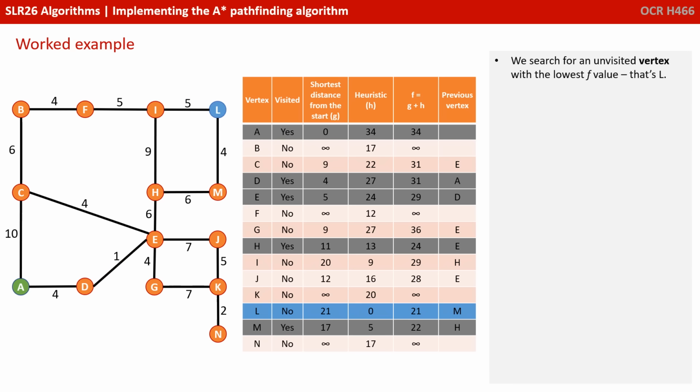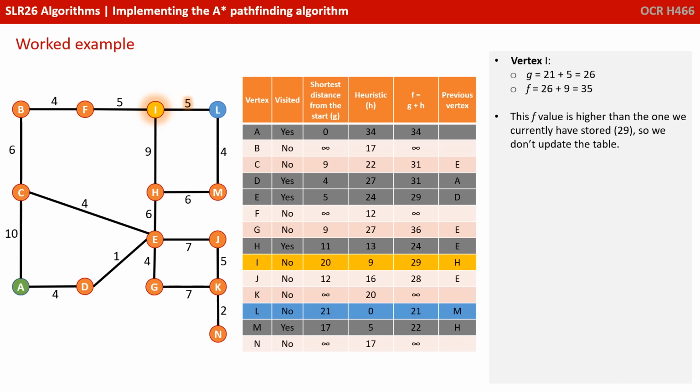So we search for an unvisited vertex with the lowest F value, and currently that's L with 21. The only vertex connected to L that hasn't been visited is I. So we recalculate the F value, which is 26 this time, plus 9, and we find it's 35.